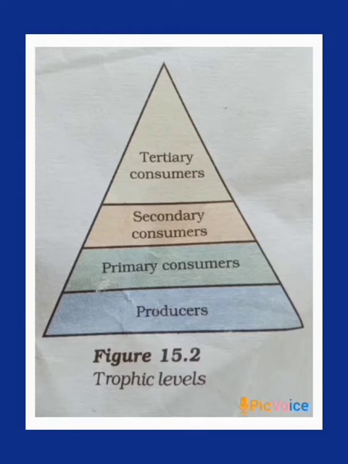Children, this is a pyramid showing different trophic levels of a food chain. The first trophic level includes producers. Producers means green plants. They are autotrophs. The second trophic level includes primary consumers. Primary consumers are herbivores. They directly eat the green plants. The third trophic level includes secondary consumers. The last, that is the fourth trophic level, includes tertiary consumers.